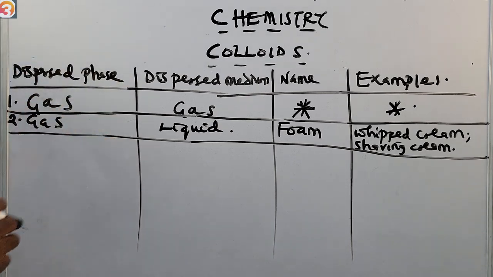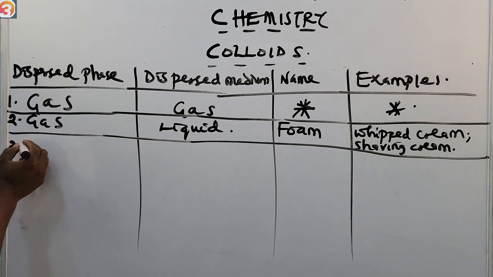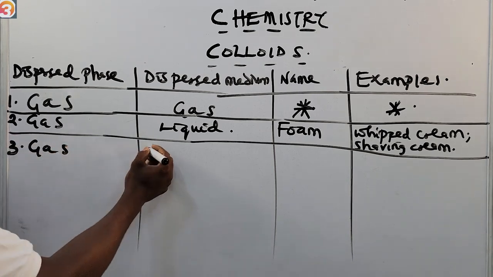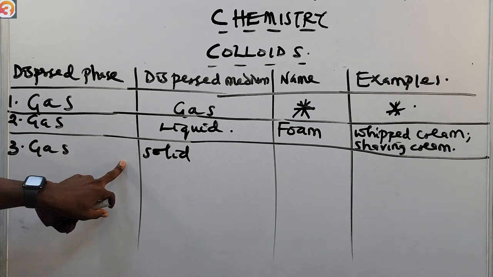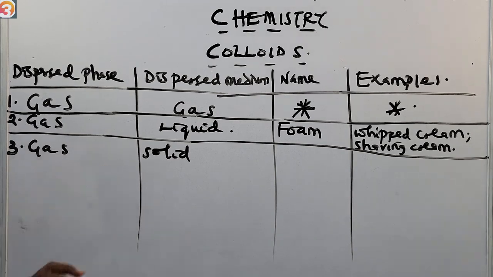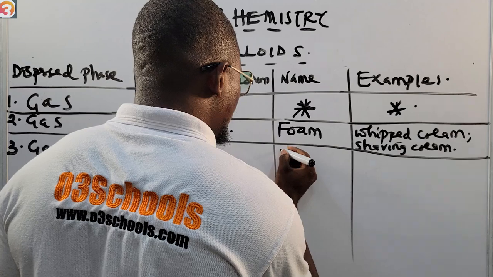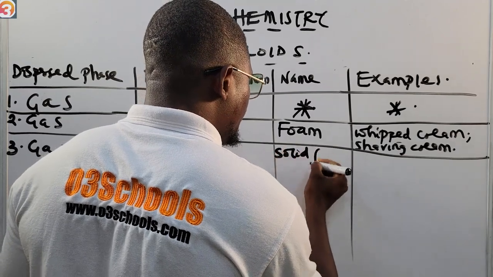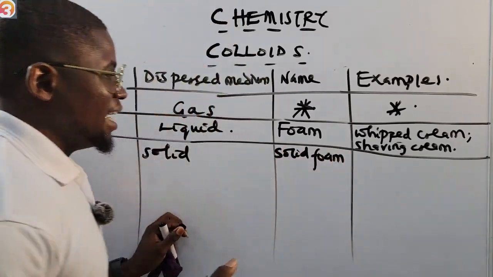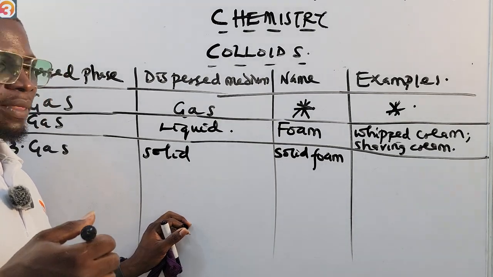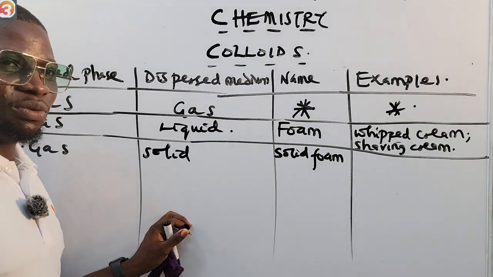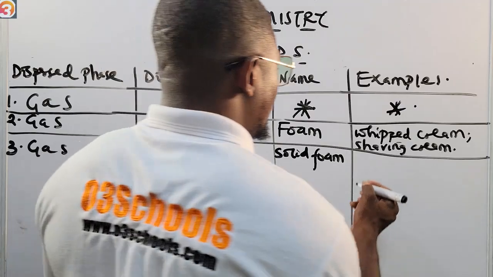Then we also have a gas solid colloidal system. Gas solid colloidal system is what we call solid foam. We call that one solid foam. An example is bread. Another example is styrofoam. Another example is pumice.